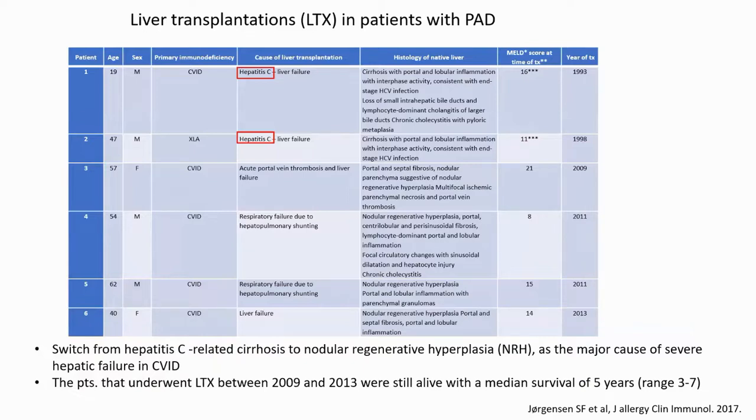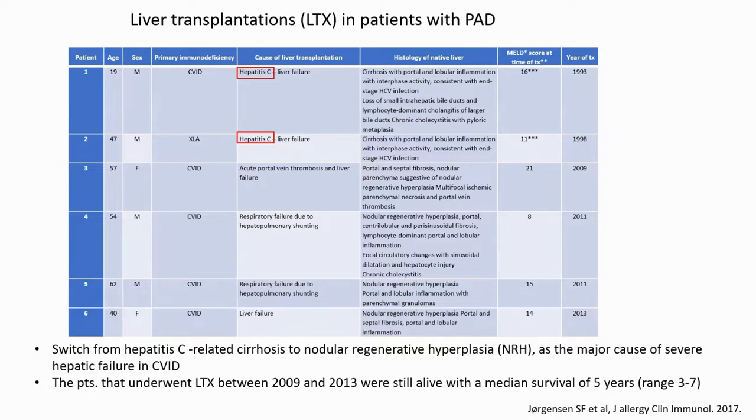So in 2017, we published some data on primary antibody deficiency. This was 5 patients with CVID and 1 patient with Bruton's. And as you can see, in 1993 and 1998, these patients had liver failure secondary to hepatitis C, which they got from contaminated intravenous immunoglobulin. And after that, we didn't do any liver transplantation for 11 years.